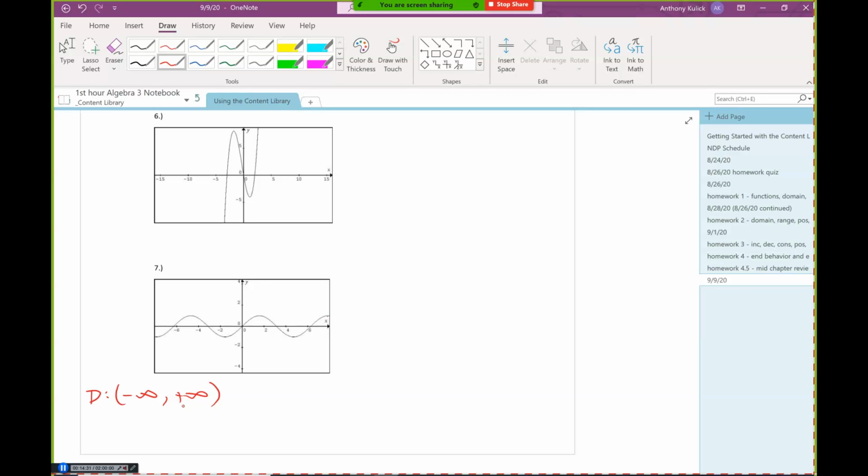Now the range is not going to be infinite, because if it's just repeating itself over and over and over again, the lowest we get is this value, which looks like maybe -1. And the highest we get are the top of these peaks, which looks like maybe +1. Okay with that, Megan? So I would say the range here would be, with a bracket, -1 to +1.